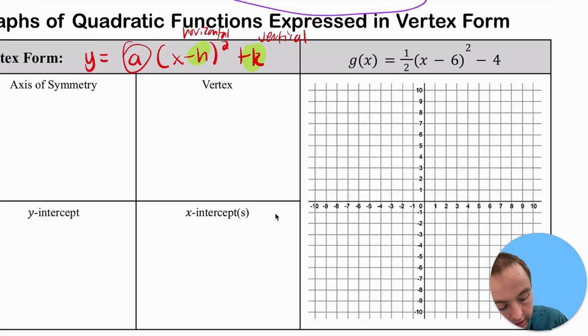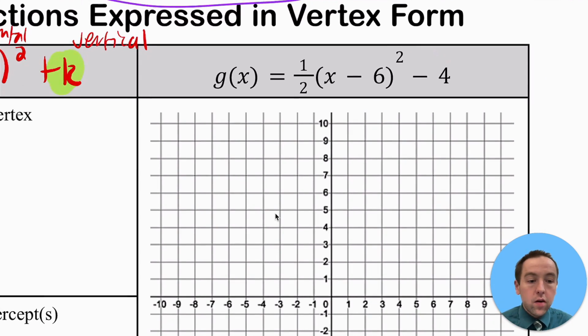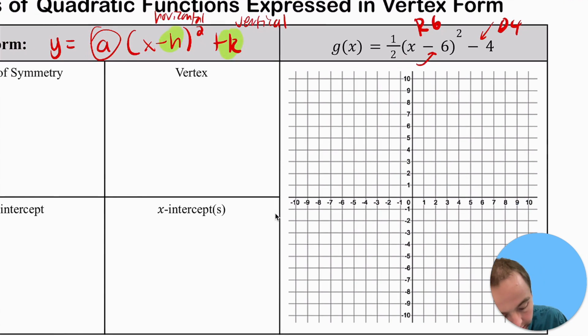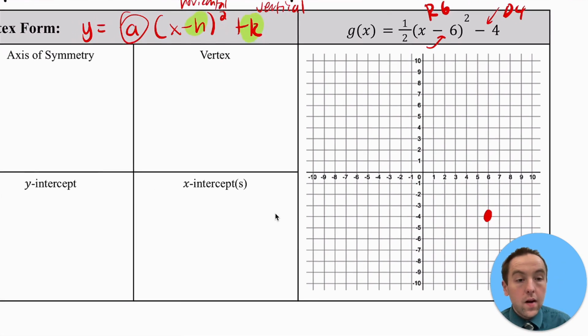So in this particular graph right here, it's going to be a quadratic function because x is squared, but inside the grouping symbols, since it's minus 6, it's actually going to shift the graph right 6 units, and then minus 4 right there is going to shift the graph down 4 units. So the vertex of the graph, if it goes right 6 and down 4 from the origin, is going to be located right there.